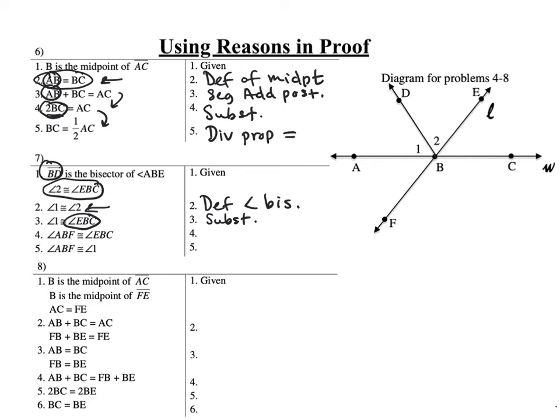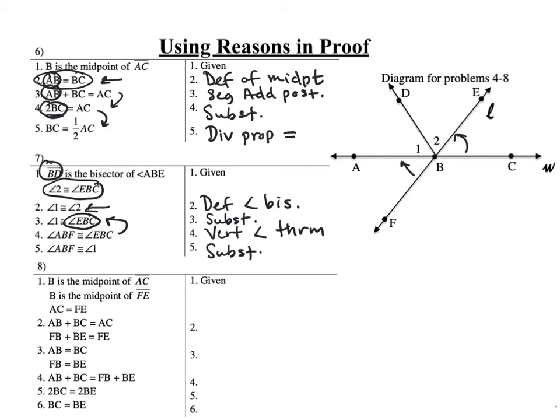Number 4, angle ABF, that's that one, is congruent to angle EBC. That's that one. Oh, those are vertical angles. That's the vertical angle theorem. Then they replaced angle EBC with angle ABF, so that was another substitution. So we used step 4, plugged it in to step 3, and replaced angle EBC with angle ABF.